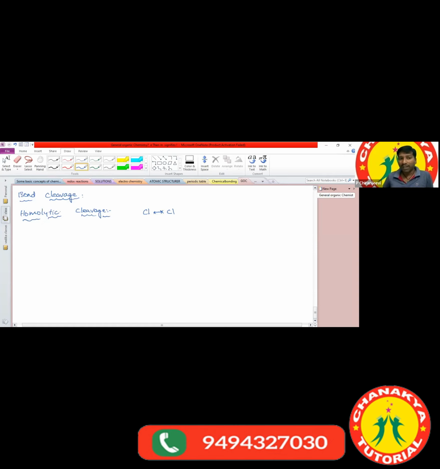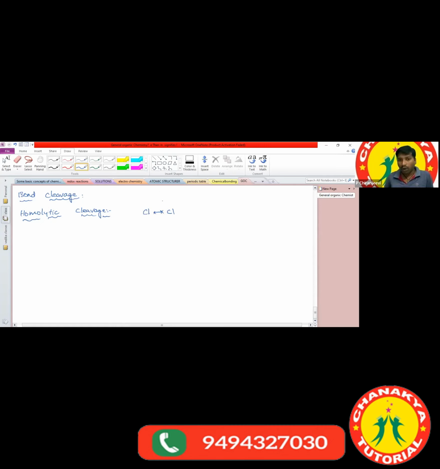Symmetrical cleavage of a covalent bond is called homolytic cleavage. What is symmetrical cleavage? The two electrons between the two atoms are equally distributed to the two atoms. Symmetrical distribution or symmetrical cleavage of a covalent bond between two atoms is called homolytic cleavage.